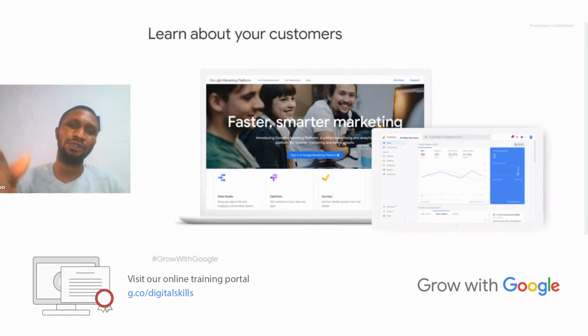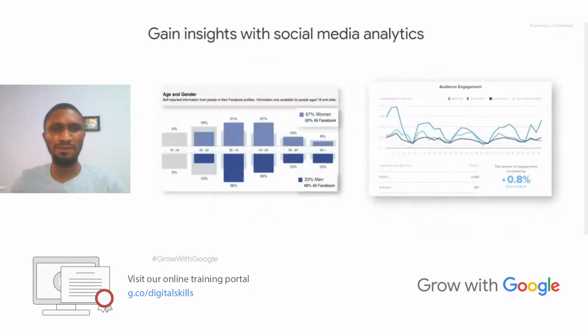And one thing about knowing your customers, if you know your ideal customer, that ideal target audience of yours, you know the right messages to use for them, you know where to find them, you know how to create the right content for them. You know how to pivot, adjust, so you meet them at their point of need. So it's very important to learn about your customers, and you could gain insights with some of these social media analytics.